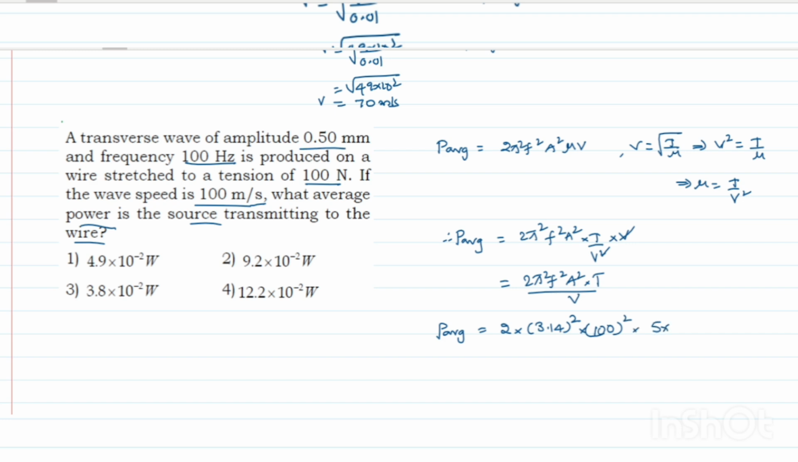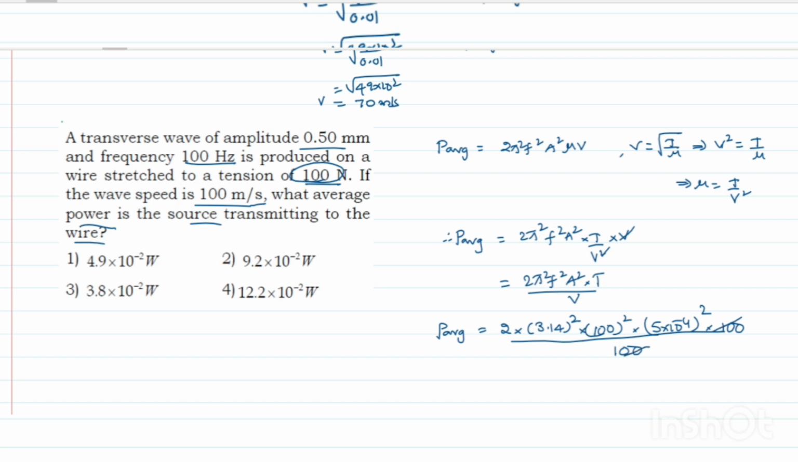So here you can take 5 into 10 power minus 4 whole square, and tension in the string is given as 100 Newton. Then this is 100 newtons you can take, and here velocity is given as 100 meter per second. So here you just cancel all these things, students.